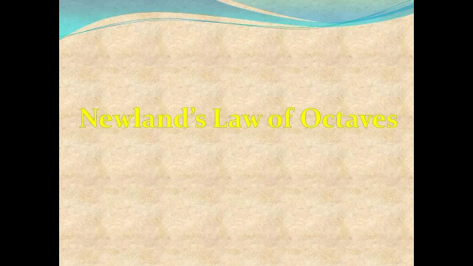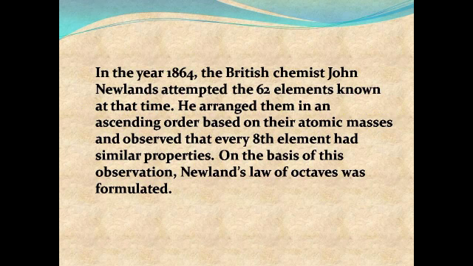Newlands' law of octaves. In 1864, a scientist, Newlands, proposed a law which is called Newlands' law of octaves. Octave means a group of 8 elements. In this law, the elements are arranged in order of increasing atomic masses. The 8th element, starting from the given one, has similar properties to the first one. Its properties are a kind of repetition of the first, just like the 8th note of an octave of music.